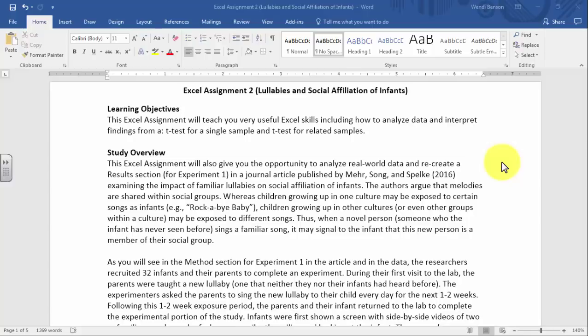So you'll see that this is something that you can't just do a survey and ask infants about, right? So this is an experimental study where they manipulated different lullabies and they measured the attention span and how long those infants paid attention to those adults.